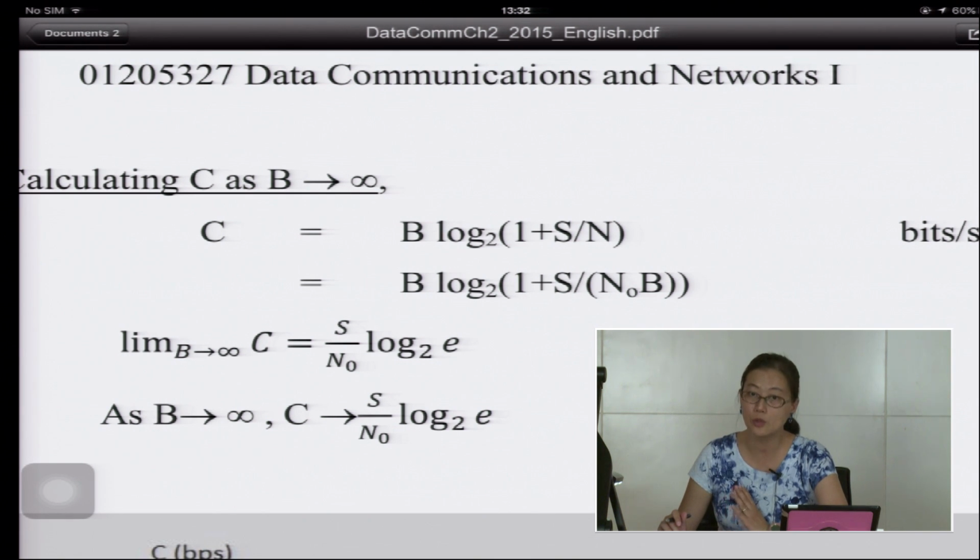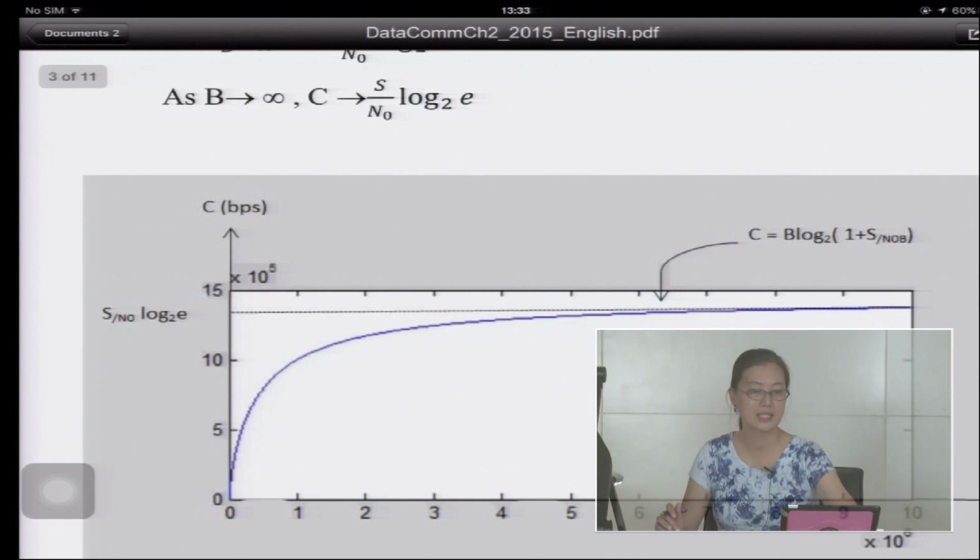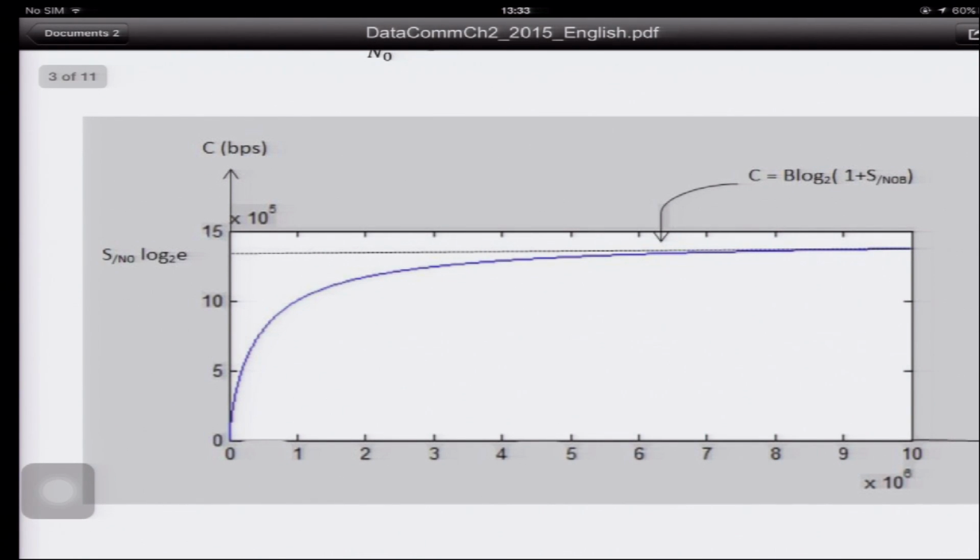However, it looks like if you increase the bandwidth to infinity, you can get the channel capacity to go to infinity too, which is not the case here. Since the bandwidth is also inside of the noise power, there's a limit on the channel capacity even though you have unlimited bandwidth. So you cannot get higher channel capacity by having more and more bandwidth. It will saturate at some point.